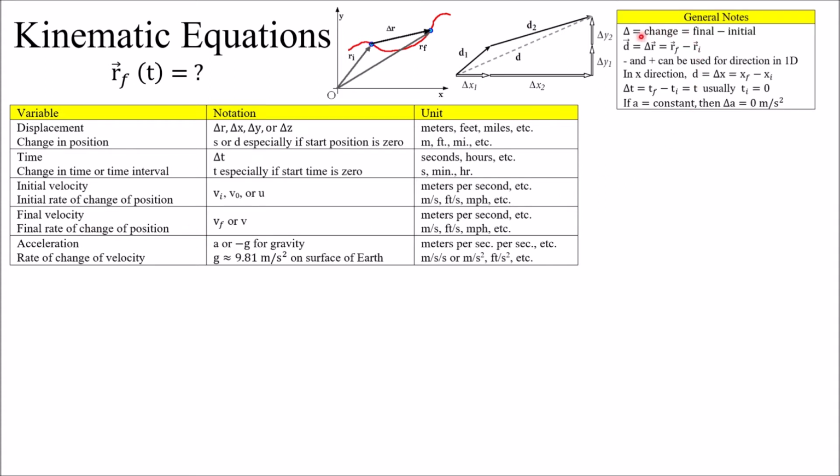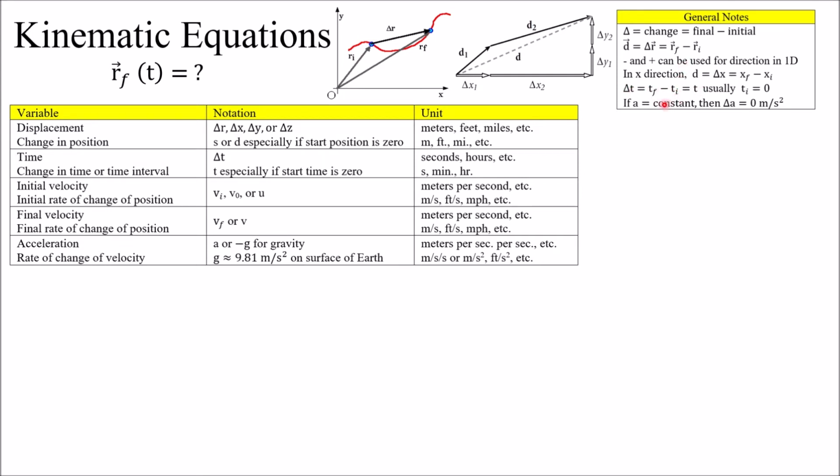Some general notes here: this triangle symbol delta means change, final minus initial. When we have some displacement, it's the final position minus the initial position. Negatives and positives can be used for direction in one dimension. So for example, to the left is negative, to the right is positive. If it's in the x direction, we could use delta x instead of delta r. So delta r is a little bit more generic. If it's in the y, we could use delta y. And that's just, again, final minus initial for displacement. And a lot of times we can write t instead of delta t because we're assuming that ti is 0 a lot of times.